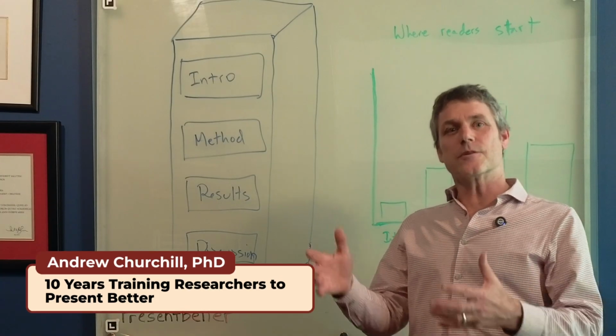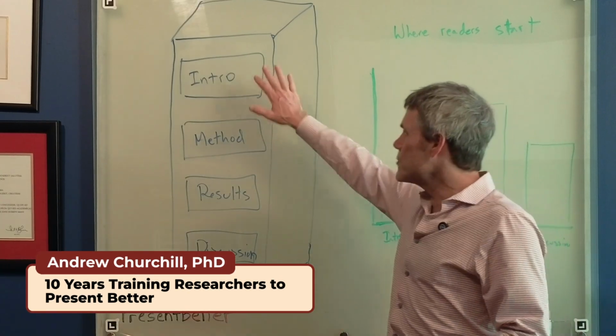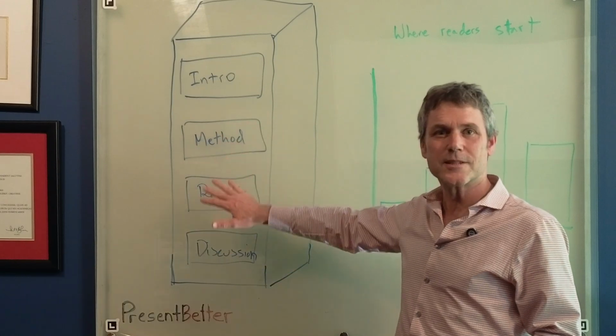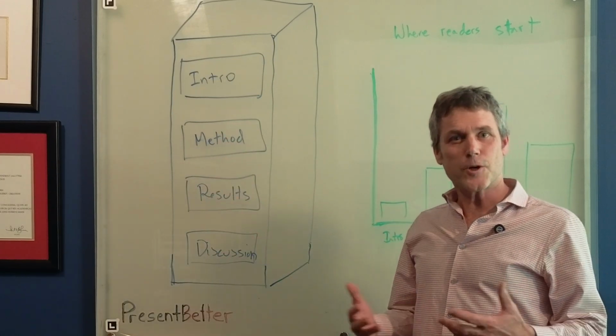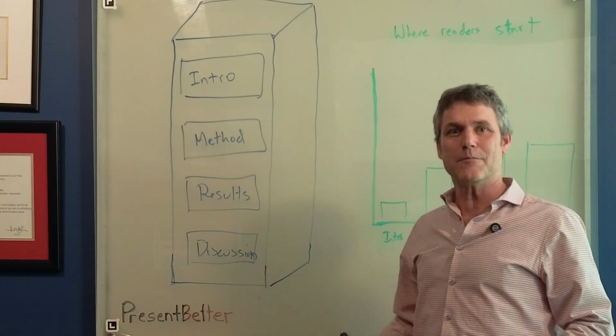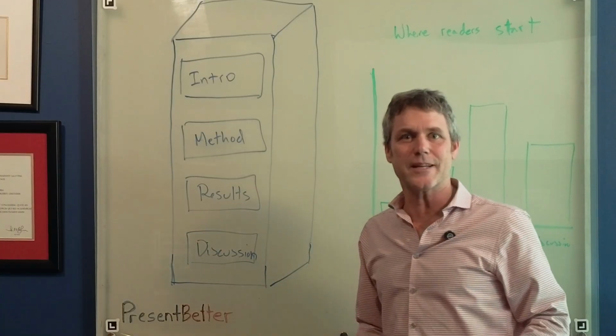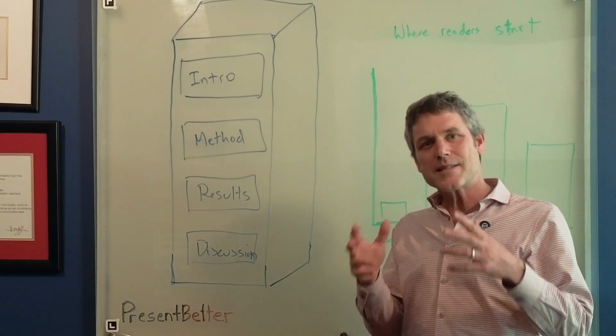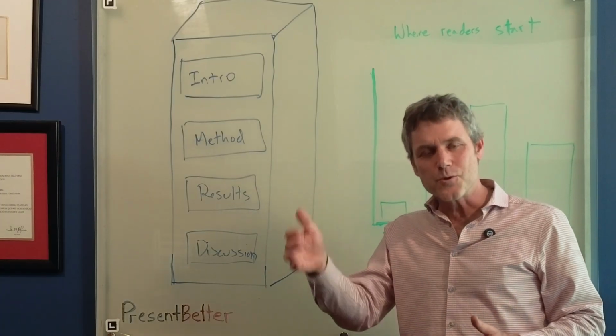Let's start with the basic issue. Here's your basic journal article outline, right? Intro, method, results, discussion. I've drawn it to look like a filing cabinet. Well, as best I can draw a filing cabinet, because that's actually the way people use it.